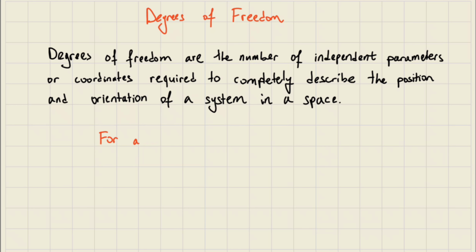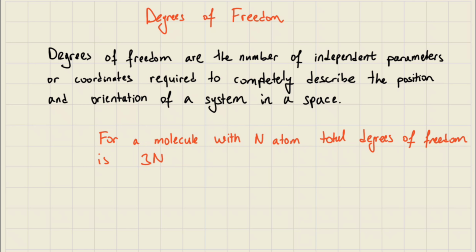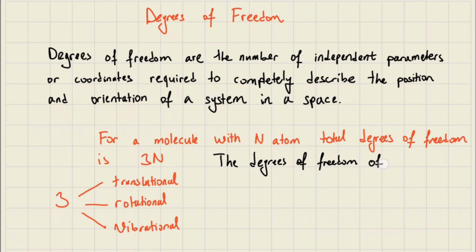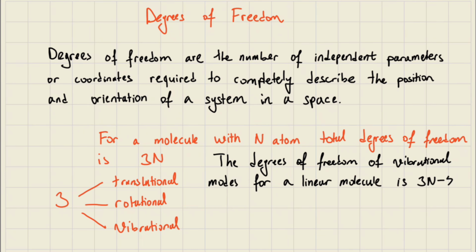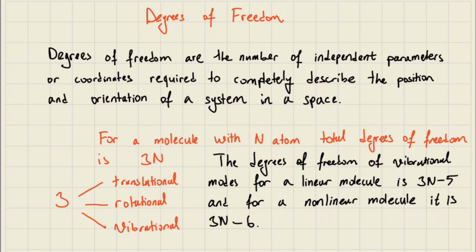For a molecule with n atoms, total degrees of freedom is 3n. The 3 represents the translational, rotational, and vibrational motion. The degrees of freedom of vibrational modes for a linear molecule is 3n minus 5, and for a nonlinear molecule it is 3n minus 6. Basically, each atom has 3 degrees of freedom.